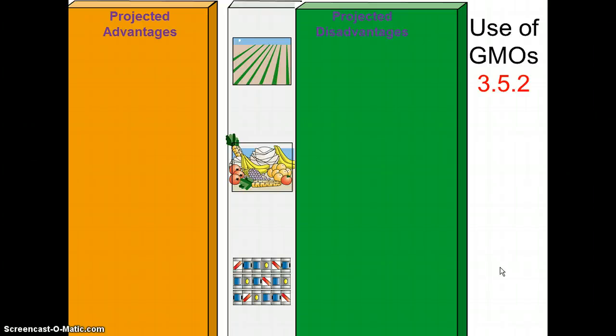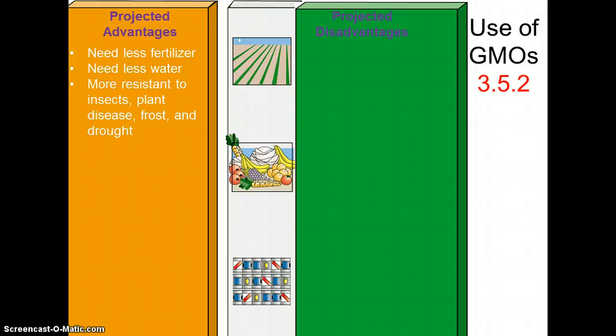In thinking about genetically modified organisms, there's a lot of projected advantages and projected disadvantages. You don't need to write down every single one of these, but you might want to write down 2 or 3 on each side that really are stark and interesting to you that you might want to discuss in class. So for instance, genetically modified organisms need less fertilizer because they have genes that allow them to do so. They might need less water and be able to live in a drier area. They might be resistant to insects, plant disease, frost, or drought.